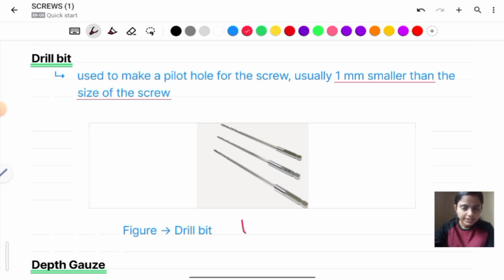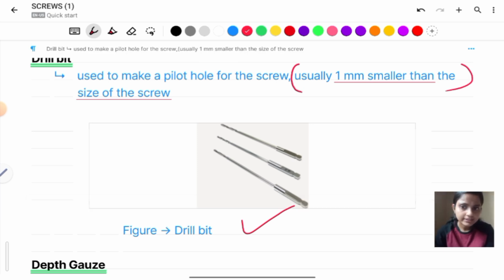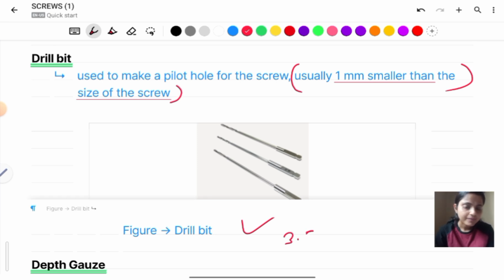This is the drill bit used to make a pilot hole, and it is 1 mm smaller than the size of the screw. If the screw size is 3.5 mm, then the drill bit used is 2.5 mm.